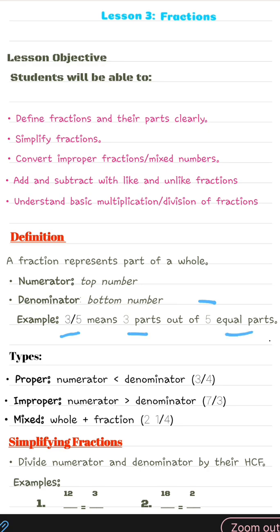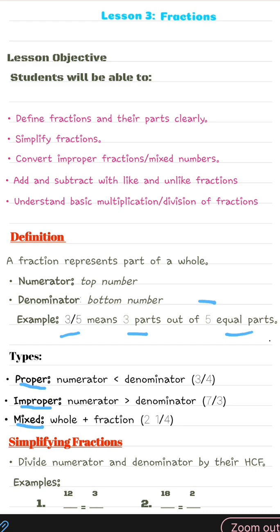There are 3 main types of fractions. Proper fraction. The numerator is less than the denominator, e.g., 3/4. Improper fraction. The numerator is greater than the denominator, e.g., 7/3. Mixed number. A combination of a whole number and a proper fraction, e.g., 2 and 1/4.